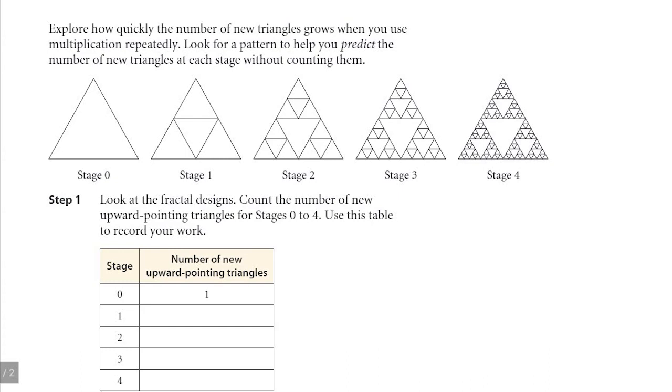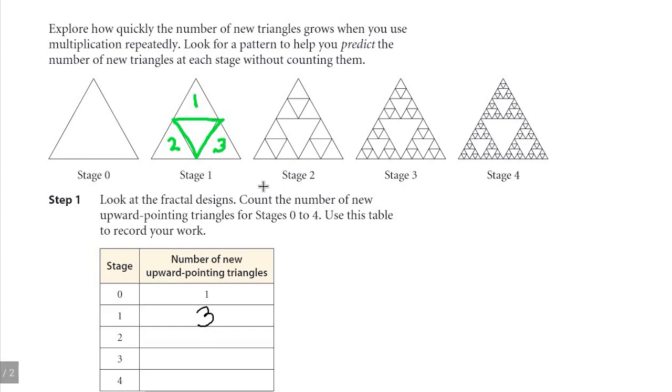In stage 0, there's clearly just one. And then when we move on to stage 1, what we did in the last lesson was we drew in a new downward pointing triangle, and when we put in that new downward pointing triangle, we created 3 new upward pointing triangles. So in stage 1, there are 3 upward pointing triangles.